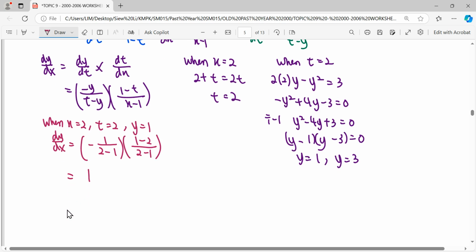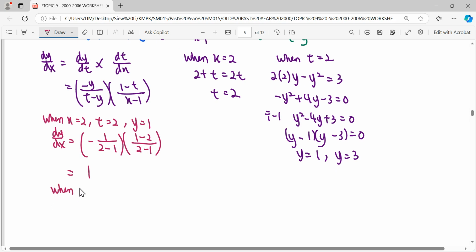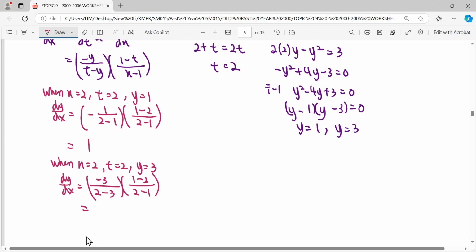Then we have another set of answers, when x equals 2, t equals 2, and our y value equals 3. Find the dy/dx here. So negative 3 over 2 minus 3, times 1 minus t, and then x minus 1. Simplify this, you can get negative 3. So this is how we find our values for dy/dx.